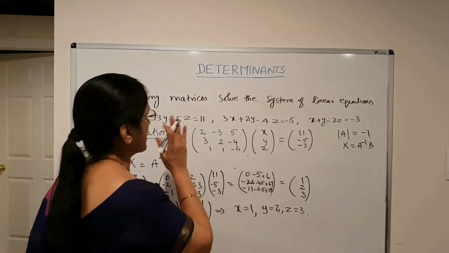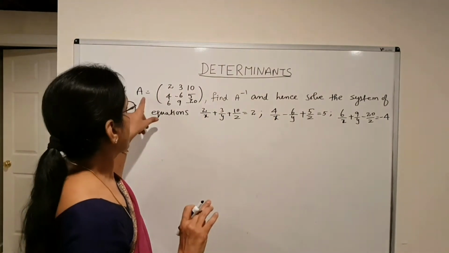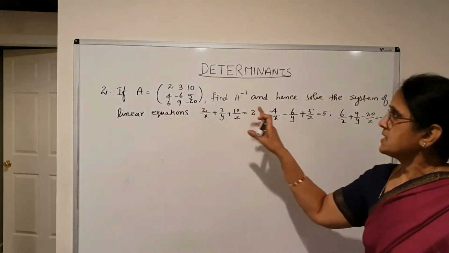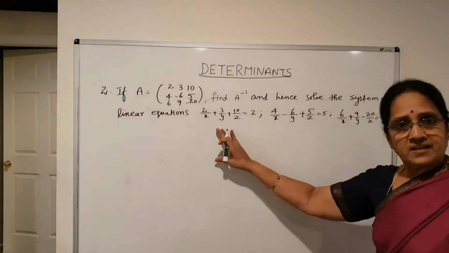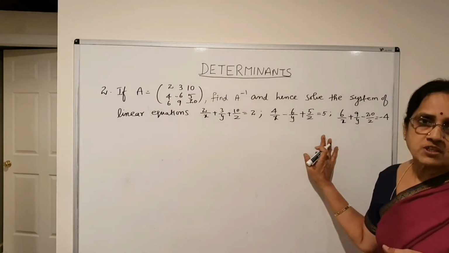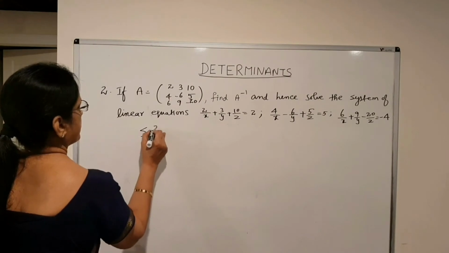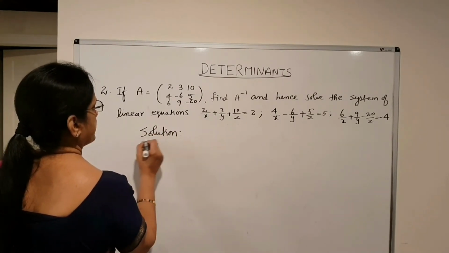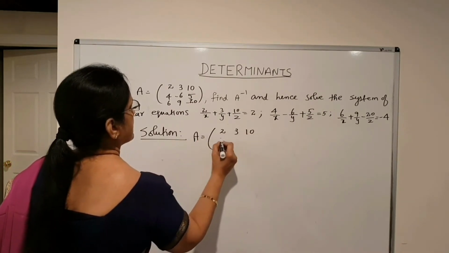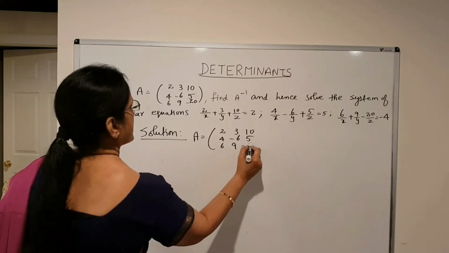Now let us move on to question number 2. Here you have been given the matrix A and you need to find out A inverse. Using that A inverse, you need to solve the system of linear equations. This type is very important. This particular question was asked in the 2017 board examination. Let's do this solution. You have been given A equal to 2, 3, 10, 4, minus 6, 5, 6, 9, minus 20.